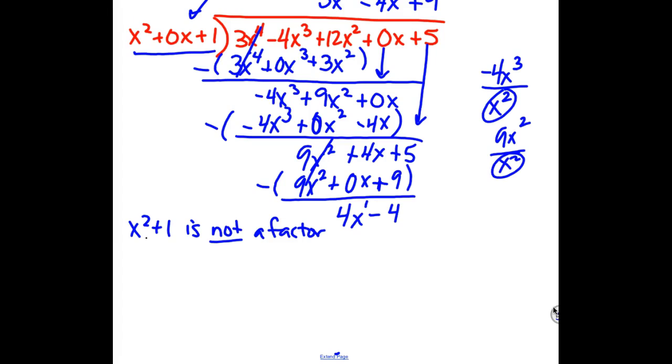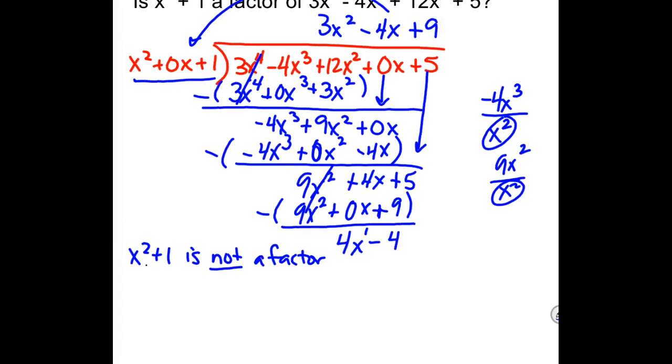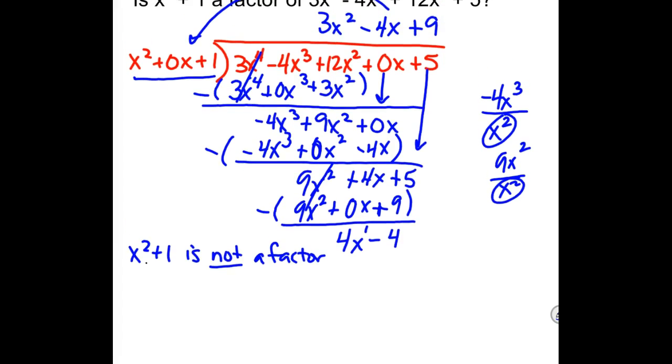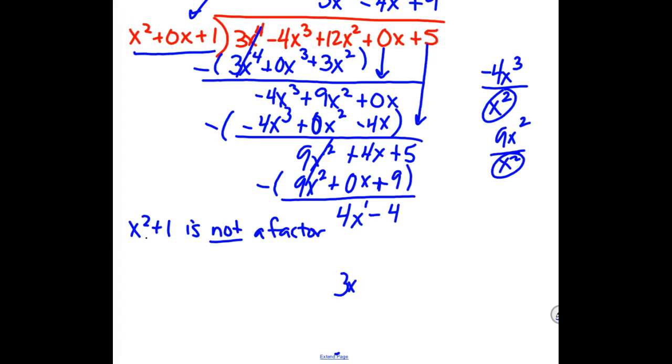If I had to write out the whole answer, my quotient is 3x squared minus 4x plus 9, plus the remainder piece. And remember, we write it as a fraction. So I have this 4x minus 4. I'm trying to divide it by x squared plus 1. It's just too small. So that would be the fraction part that's left over. Okay?